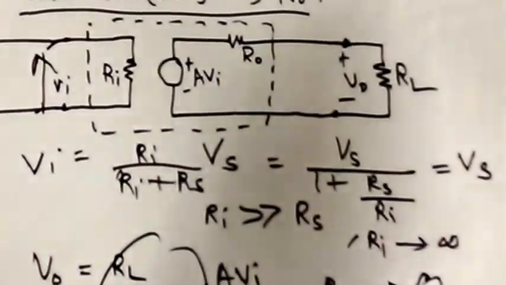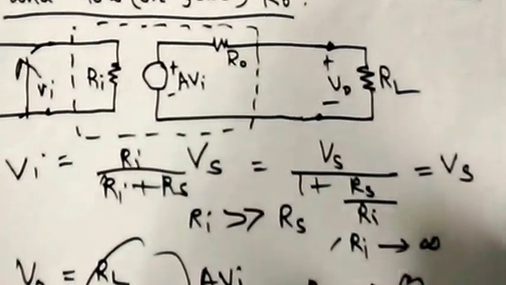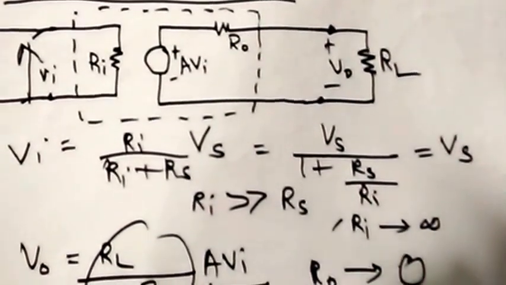So that is why a voltage amplifier should have 0 output resistance and infinite input resistance.